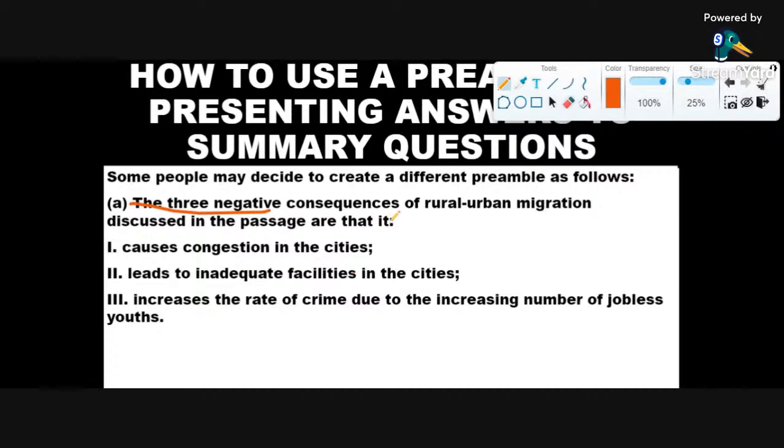because you are not presenting each answer as a complete sentence in full compliance with the requirement of the summary question. The summary question says in 3 sentences. And then here you have presented a preamble, and your answers don't make complete sentences. You have tied each answer to the preamble.